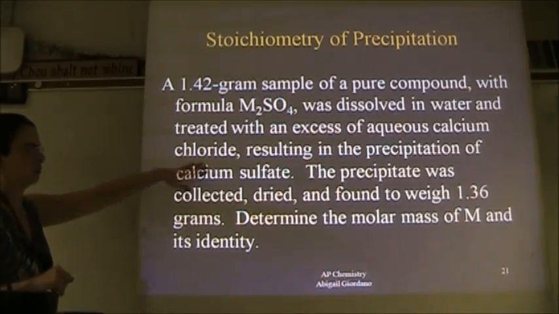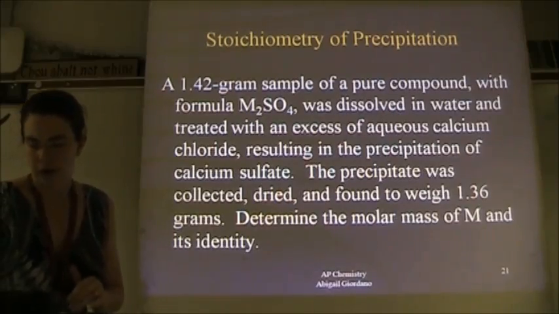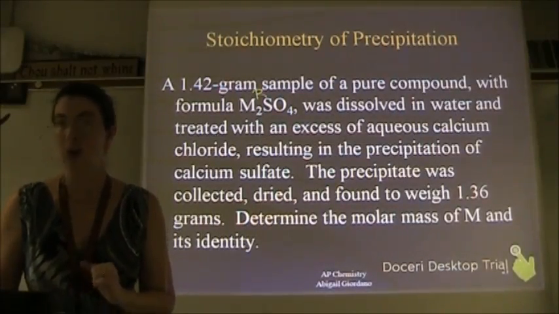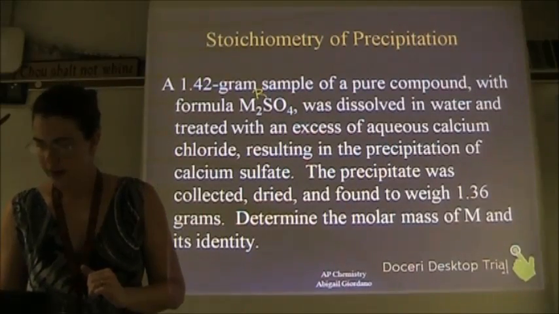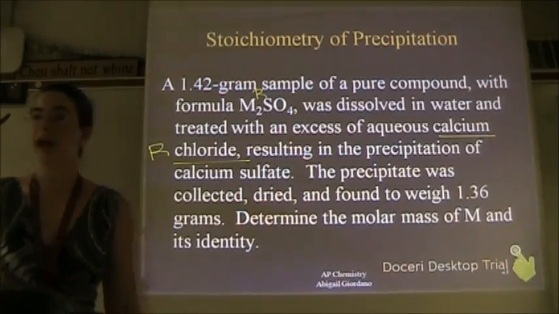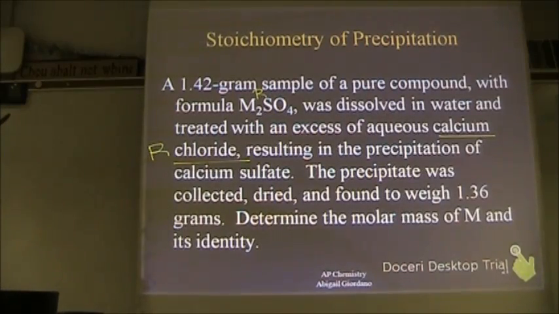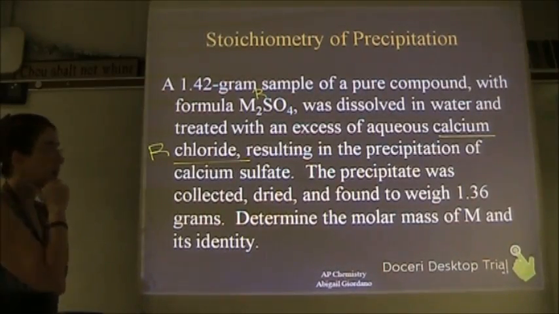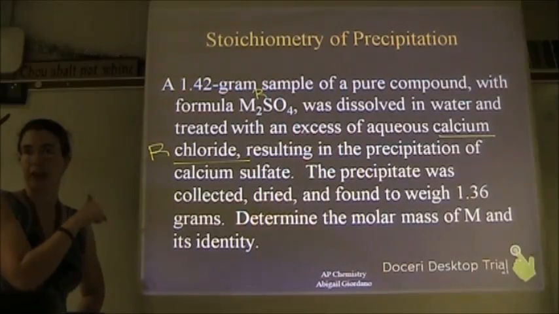calcium chloride. Okay, so let's think about this for a second. This is reactant number 1, and that is my other reactant. Okay, when you have compound plus compound, what type of reaction are we dealing with? Double replacement. Double replacement, very good. Okay. Let's keep reading. Resulting in the precipitation of calcium sulfate.